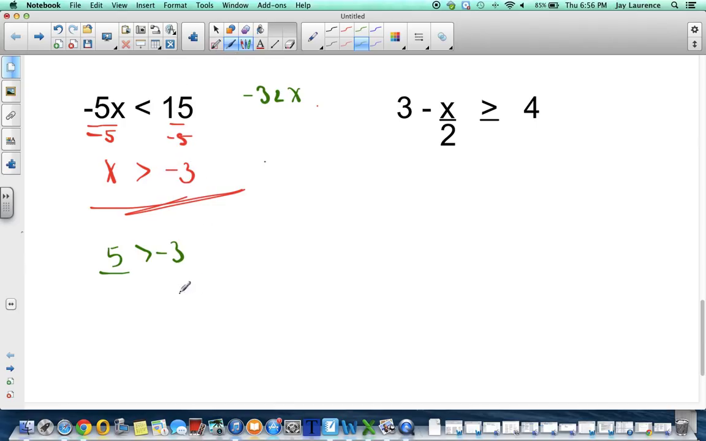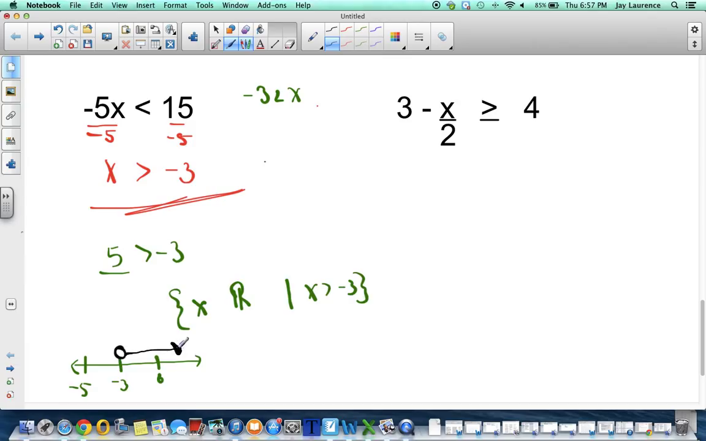Now, of course, the solution set would be x is any real number such that x is greater than negative 3. On a number line graph, we're going to have negative 3. Maybe I'll show 0, and I'll show a negative 5. Have to show a closed point. No, that's wrong. An open point, because it's not equal to, right? So an open point. And we said 5 was greater than negative 3, so I'm going to shade in the direction of 5. So I'll be shading this way.